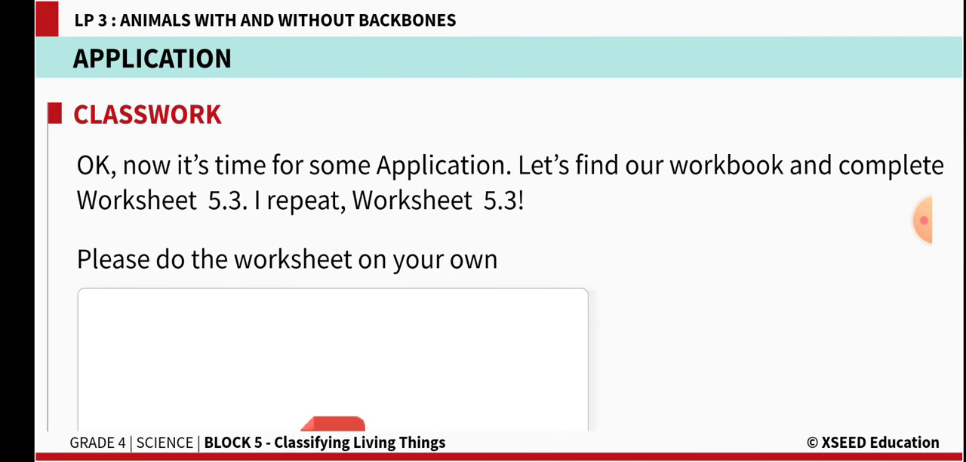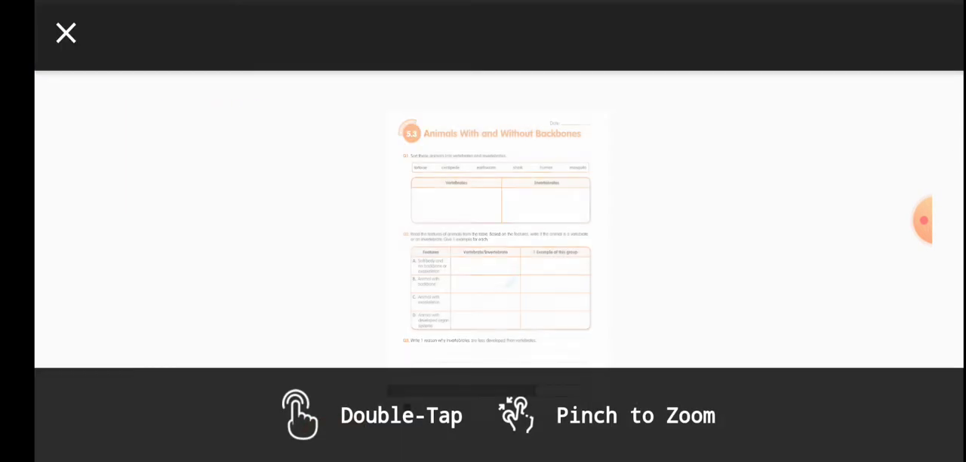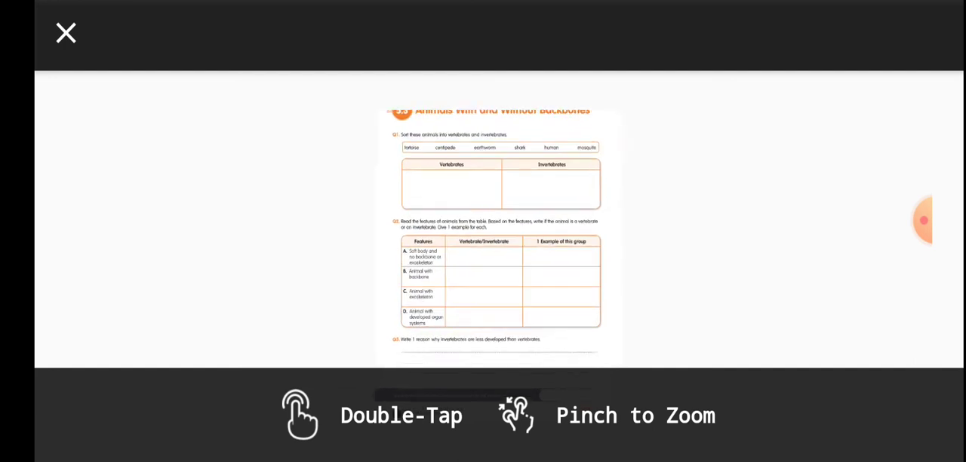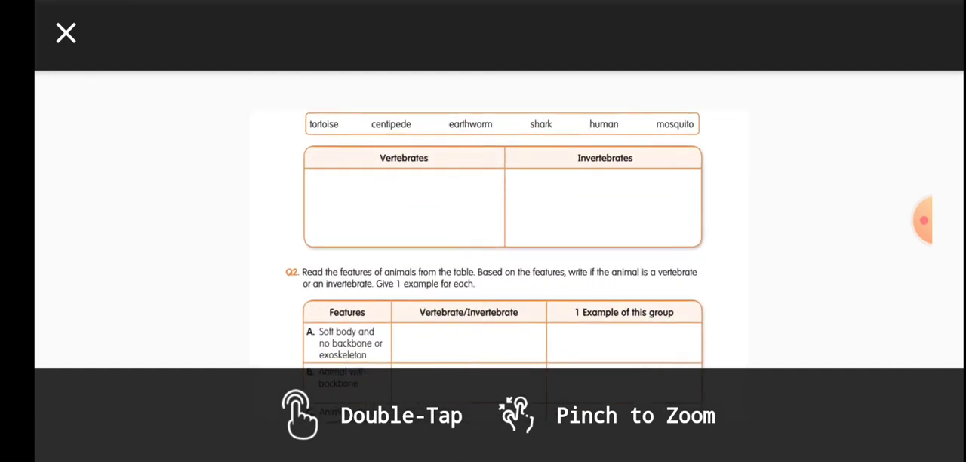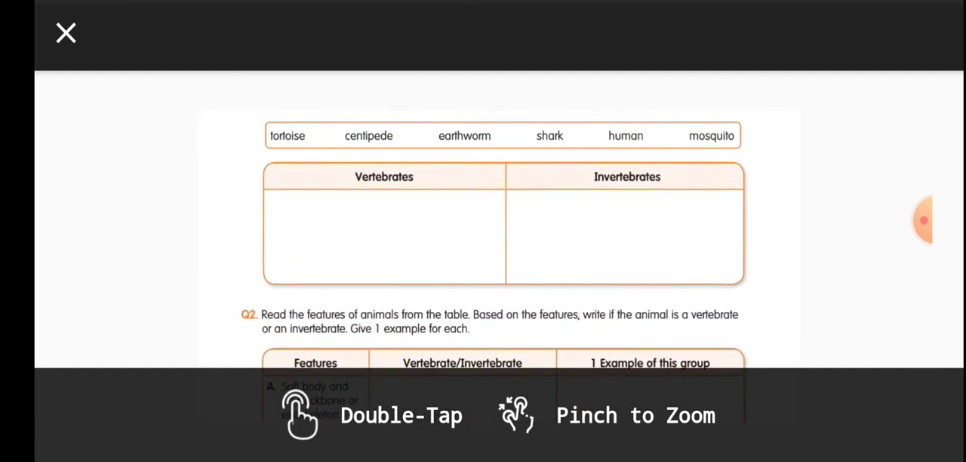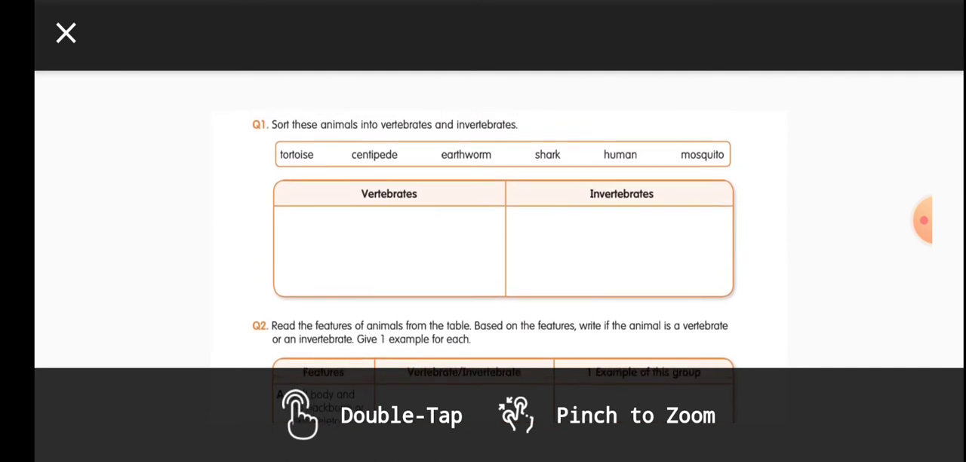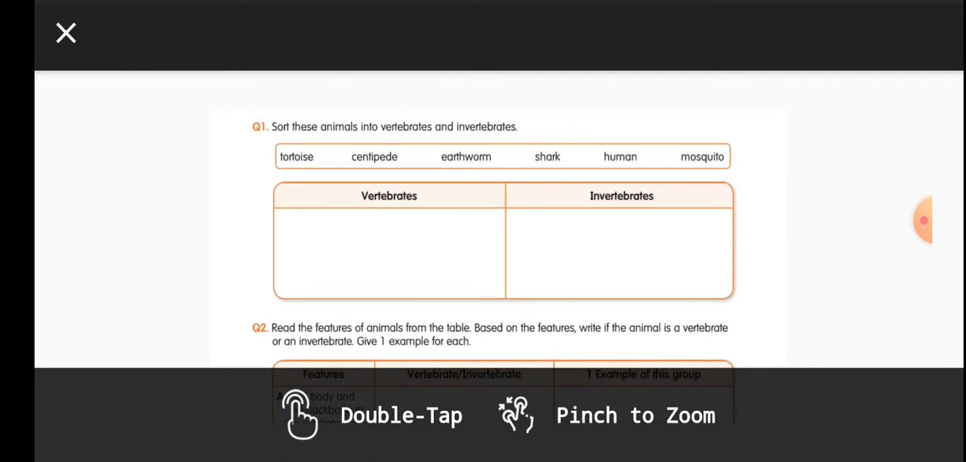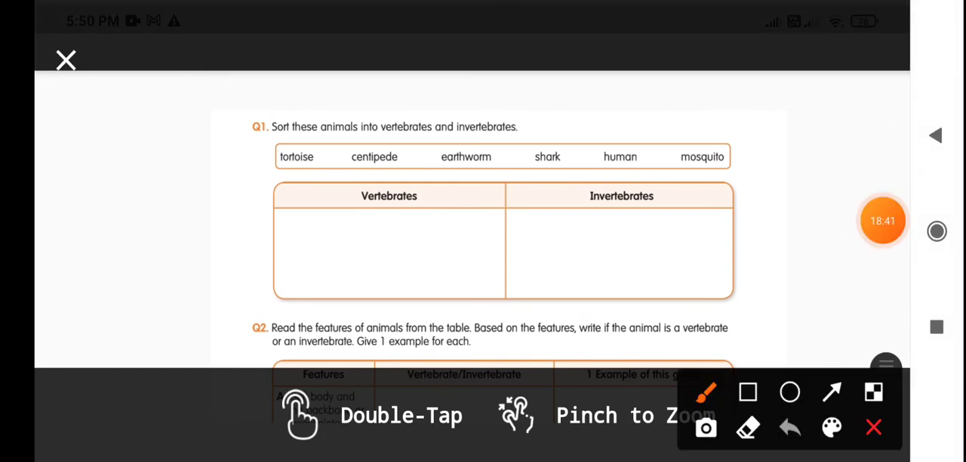Now we'll try to find the answers for the workbook. You write these answers on your own, children. Here a help box is there. Sort these animals into vertebrates and invertebrates. You are supposed to do this on your own. Just for the first one or two I will help you, and then you carry on.